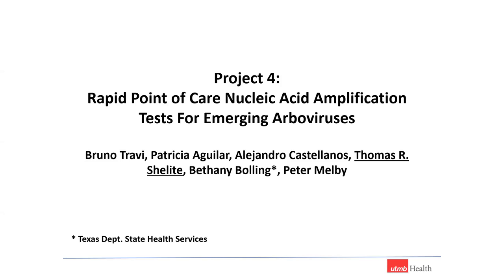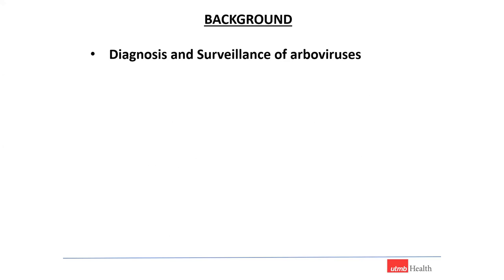All right, so we're going to switch gears a little bit from surveillance and everything to diagnostics development. So we're looking at rapid point of care nucleic acid amplification tests for basically every virus that we've been talking about up until this point, including a couple that we haven't really talked about. So the idea is diagnosis and surveillance of arboviruses.